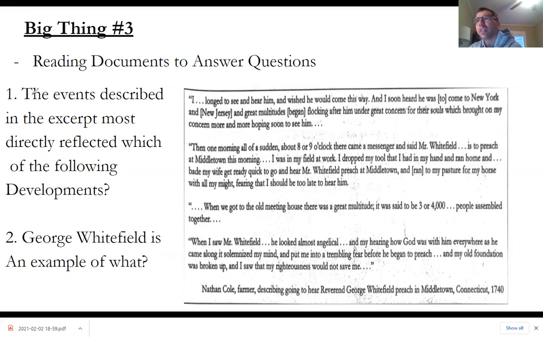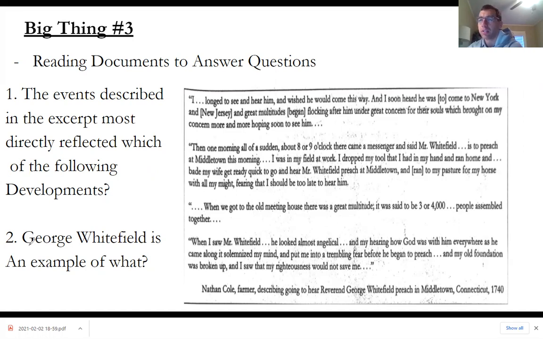So the first question says, the events described in the excerpt most directly reflect which of the following developments. The first thing that you need to do every single time you get a multiple choice question is read the question, all right? Because some questions you are not going to need the excerpt at all. For example, if you look at number 2, it says George Whitfield is an example of what? I don't think that you're going to need the document or the source to be able to answer this question. This just comes straight from your notes.